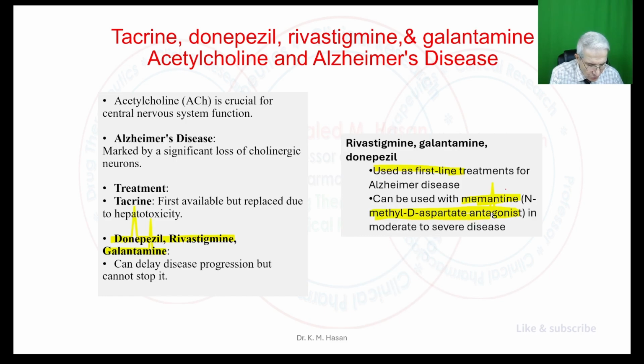Ben, so memantine is used for Alzheimer's disease. What is the mechanism of action of memantine? Memantine is considered an N-methyl-D-aspartate antagonist.